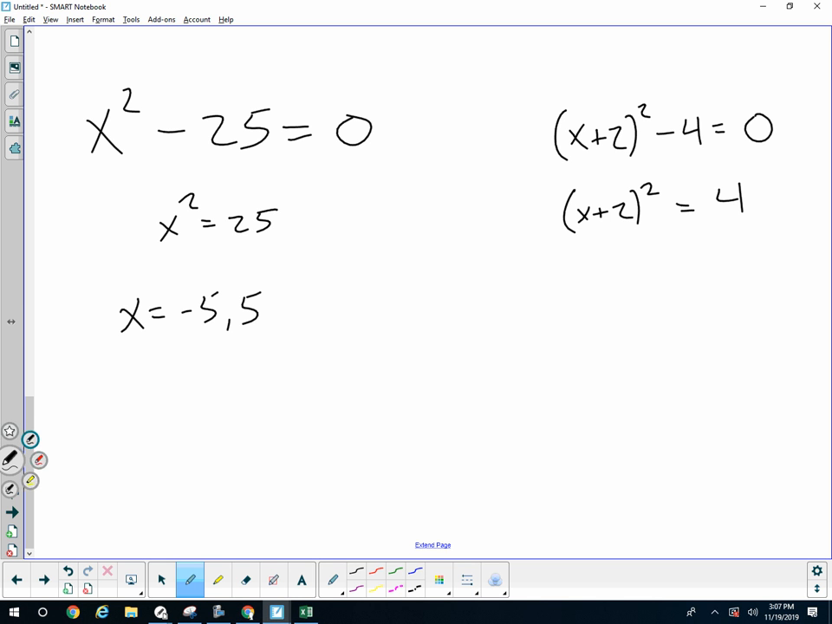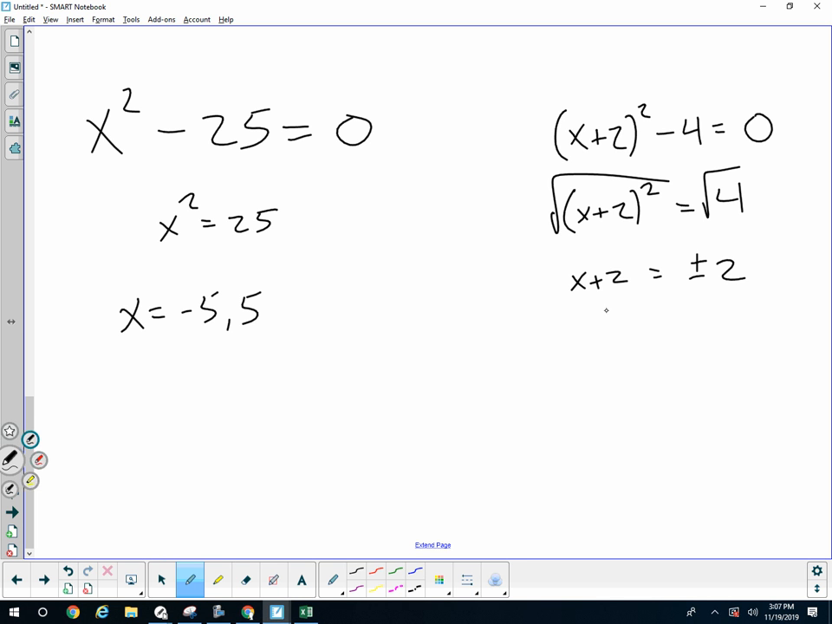so we isolate the stuff being squared. We are now ready to square root both sides. Now when I square root both sides, I'll just have x plus 2 because the square root and the square will undo each other. It's a second power to the 1/2 power. They undo each other. On the right side, I want to just say 2, but it's really plus or minus 2. It's positive 2, it's negative 2.